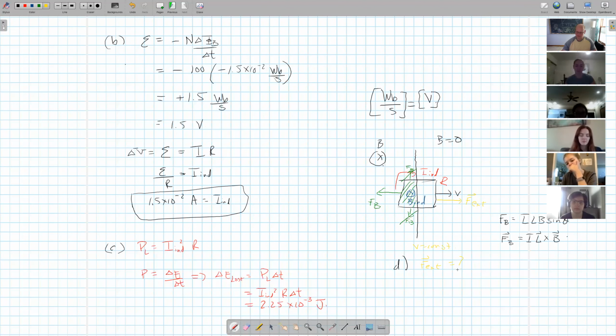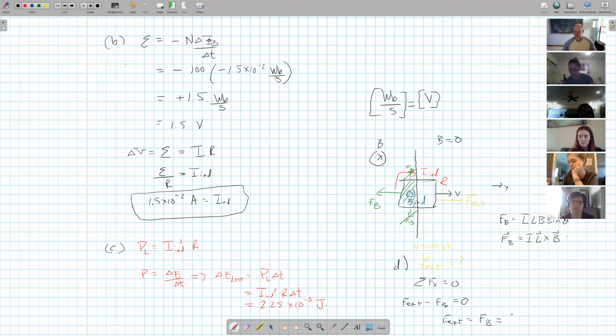Well, if the velocity is equal to a constant, what's the acceleration? 0, good. So if it's 0, what's the net force? Also 0. So it has to be true then, if I say this direction is the positive x direction, that the sum of the forces in the x direction must be equal to 0, which means that the external force minus the magnetic force must be equal to 0, which means that the external force must be the same thing as the magnetic force. Okay?